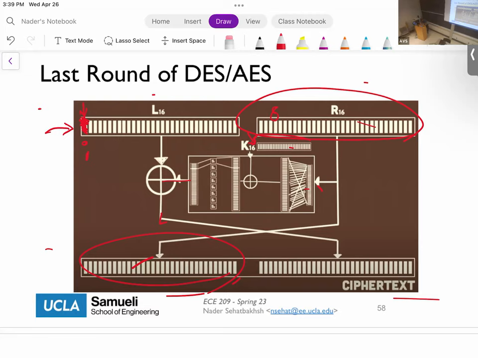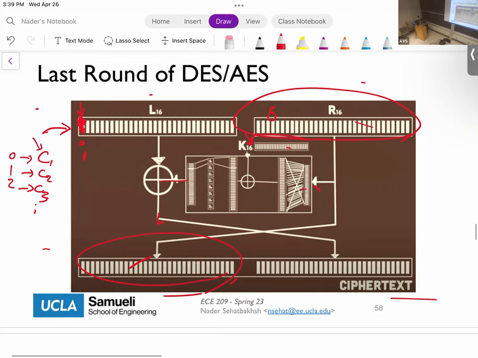I'm going to generate various different inputs. So I'm going to, for example, start from 1, 0, 1, 2, and feed it into my triple DES, and I'm going to get ciphertext 1 and ciphertext 2 and ciphertext 3 and so on and so forth.